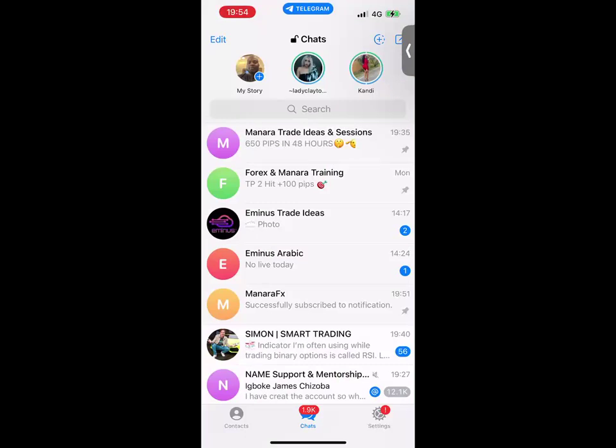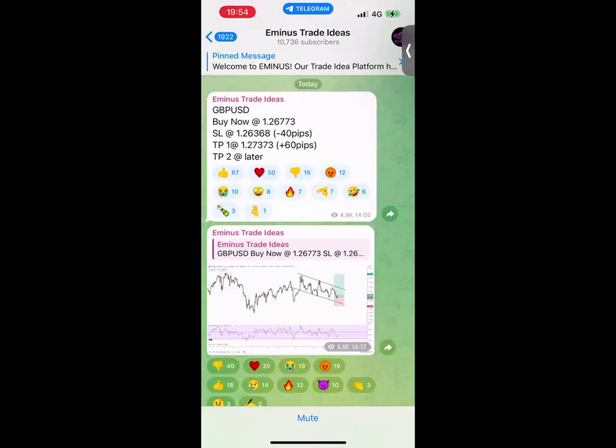So you have Manara Trade Ideas and Session. Pin these groups, guys. I see that you have. Thank you so much. So you have Manara Trade Ideas and Session, 650 pips in 48 hours. That's money. First, a Manara training, Eminus Trade Ideas. We already know that Eminus Trade Ideas send signals. So open it, click on it and open it so everyone can see. Right? So I didn't talk about opening orders because there's security on it. You won't see anything.